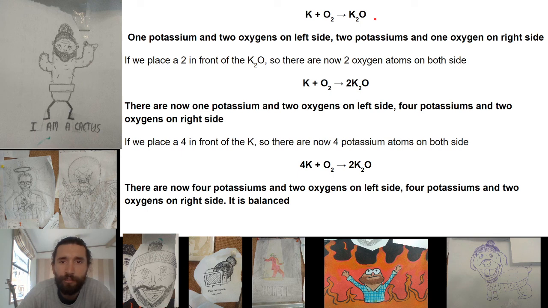The first thing I'm going to do is try to get the same amount of oxygens on both sides. I've got two oxygens here and one oxygen here. So in order to get the same amount on both sides, I can put a big 2 in front of this K2O. So what I have now is I've still got just one potassium on the left and two oxygens, but I have K2 times 2, which is 4 potassiums on the right, and 2 times O, 2 oxygens on the right.